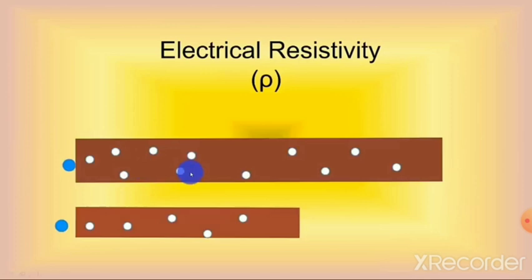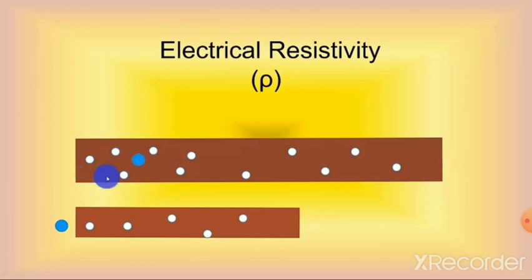Here you are having two conductors with different length, one with larger length, the other one with shorter length. So the electrons passing through the first conductor, which is having the larger length, should collide with more number of atoms present in the conductor. So we can conclude that the resistance is more in the first case.